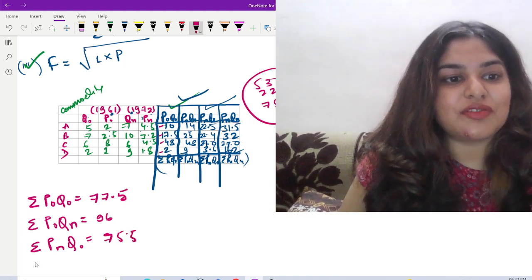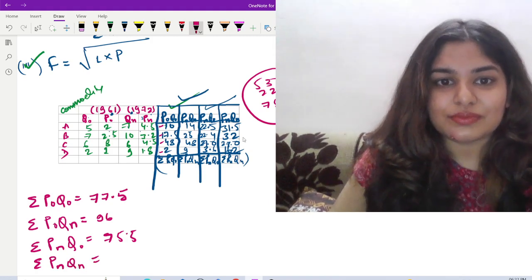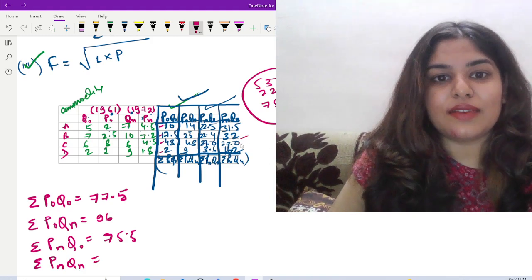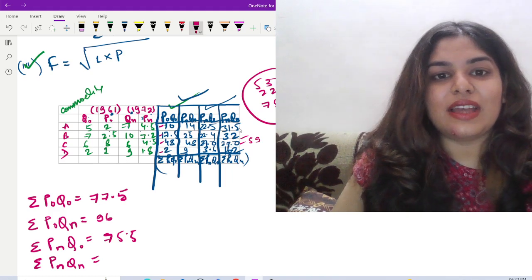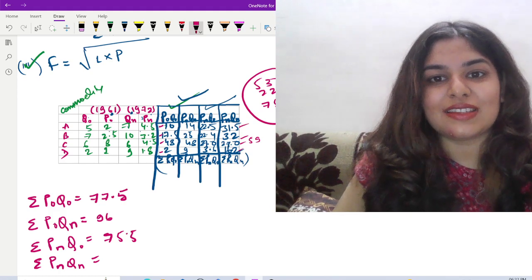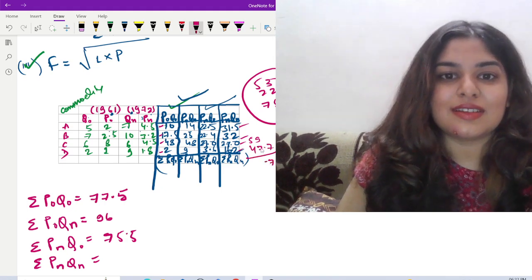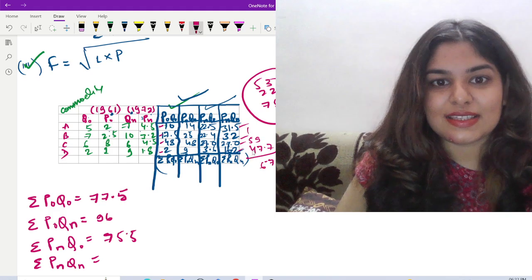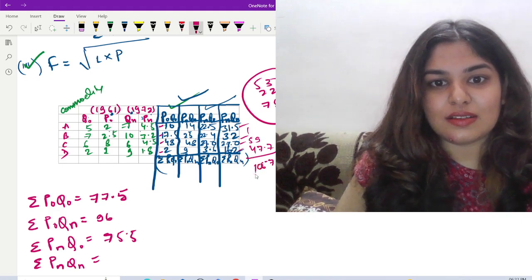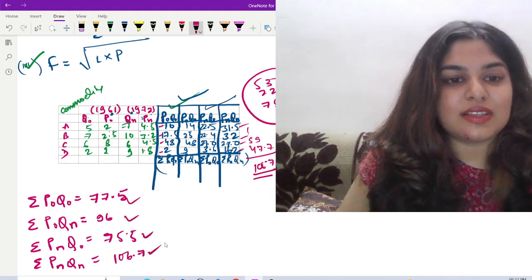And lastly we have to find out summation Pn Qn, which is again 32 and 27. 32 and 27 is 59. And we have here 31.5 and 16.2, so 31.5 and 16.2 is 47.7, so this is 106.7. So these are the values of the summation.